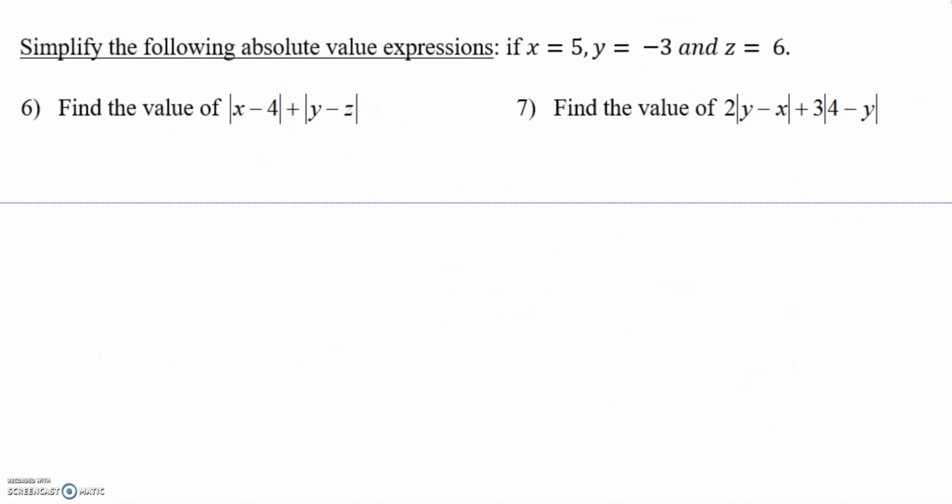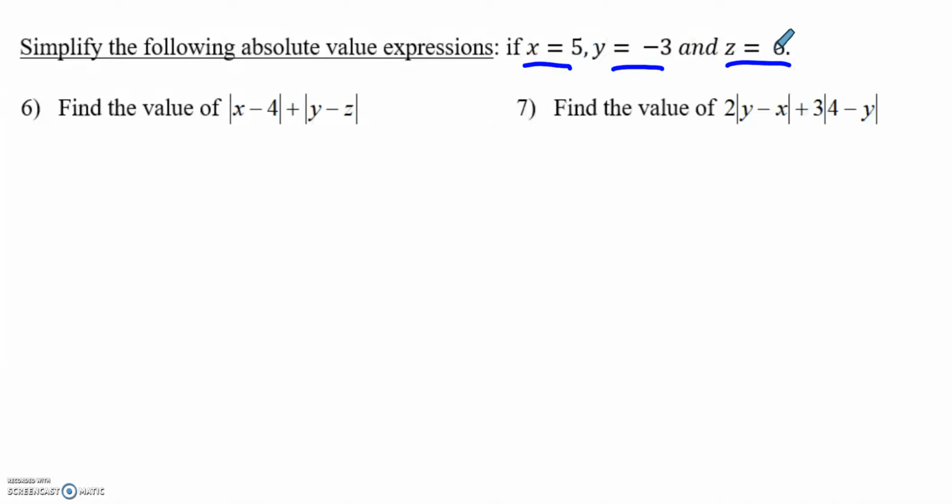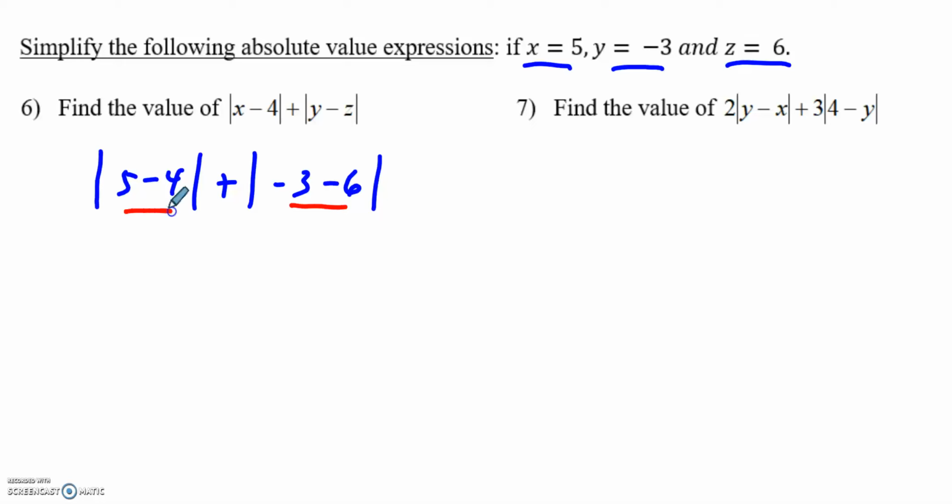The next examples you might remember from when we first started doing absolute value that we did the order of operations with absolute value. And so our first goal is to plug these numbers in accurately. So we want to find the value of this absolute value. X is 5, so the absolute value of 5 minus 4 plus the absolute value of y, negative 3, minus z, which is 6. And remember, the grouping symbol or an absolute value bars are grouping symbols. So let me keep simplifying in here and in here.